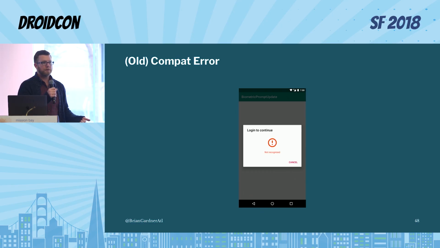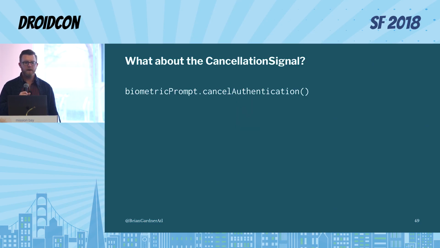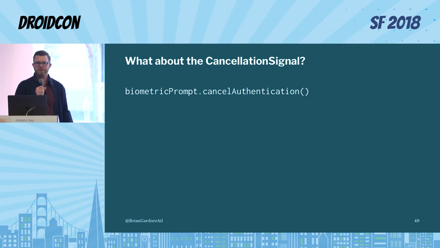The errors are still handled for you, so you get that nice vector animation to the exclamation point, you get the not recognized text put up. Same for the error case as well. It'll give you the exclamation point and then just dismiss the dialog. There's also no cancellation signal, which is nice. So they basically have hidden that away from the implementation. So instead, you just call cancel authentication on the biometric prompt object, does the exact same thing. I'm assuming they have a cancellation signal built into the biometric prompt now, and that'll basically do the exact same for you.